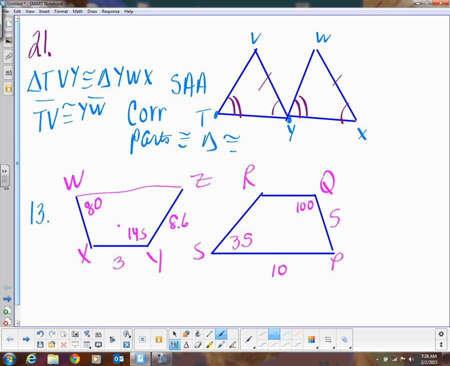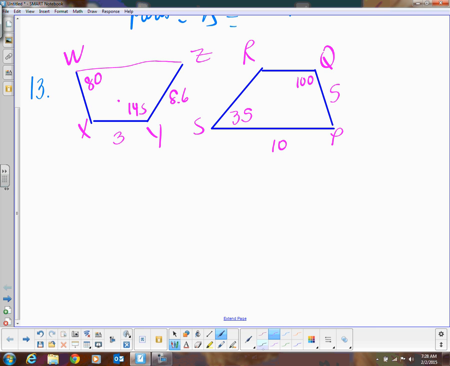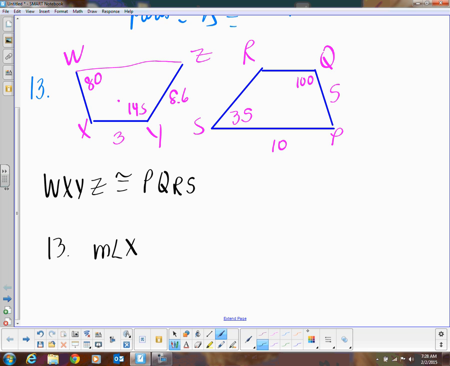All right, probably the most important thing they gave you besides this picture is this statement. WXYZ is congruent to PQRS. So on 13, when it says the measure of angle X, where is X in this scheme of letters? It is what? Q. Second. So it must match Q, so the measure of angle X must equal what? 100. With me? Okay, what's next? 22. 22?